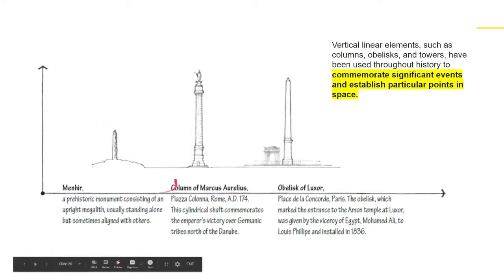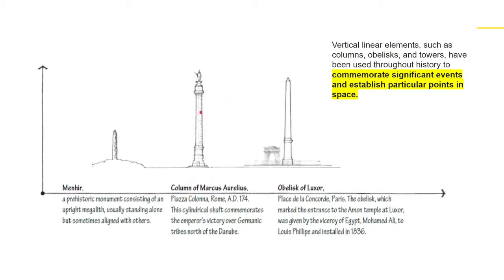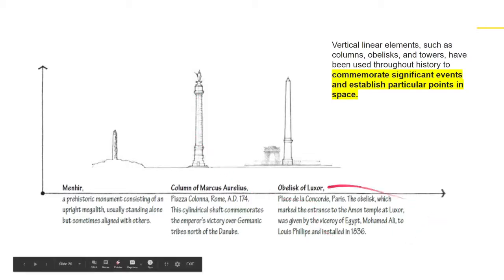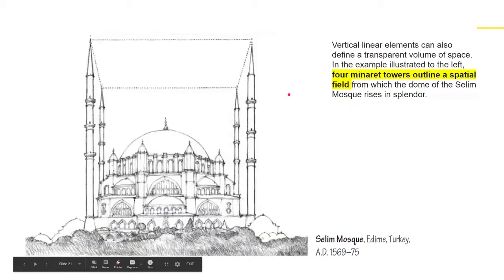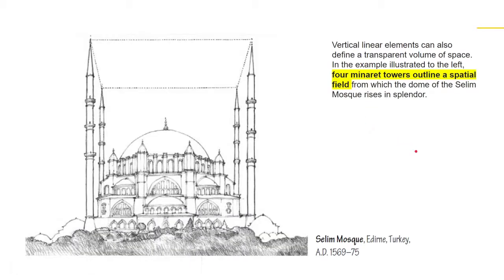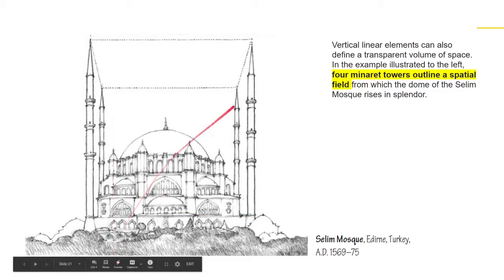So you have your menhir, a prehistoric monument consisting of an upright megalith, and then you have the Column of Marcus Aurelius, a cylindrical shaft that commemorates the emperor's victory over Germanic tribes, and then the Obelisk of Luxor. As you can see, it's a vertical member. Vertical linear elements can define a transparent volume of space. In the example to the left, four minaret towers outline a spatial field from which the dome of the Selimiye Mosque rises in splendor. As you can see, you have vertical elements surrounding it.